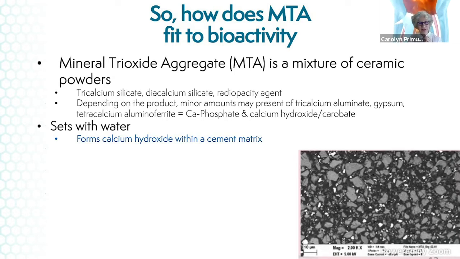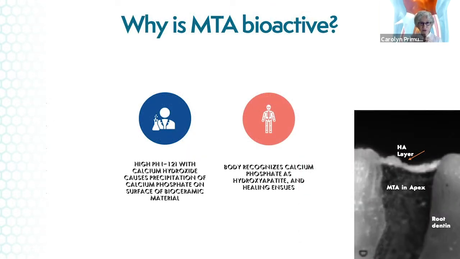Okay, and then how does MTA become bioactive? Well, as described in that international standard, that calcium hydroxide creates a very high pH, and that high pH causes phosphate to precipitate out of the body fluids, forming a calcium phosphate layer on the surface of the material. That layer is recognized by the body as natural, not as a foreign body. A healing can ensue as a result of this.